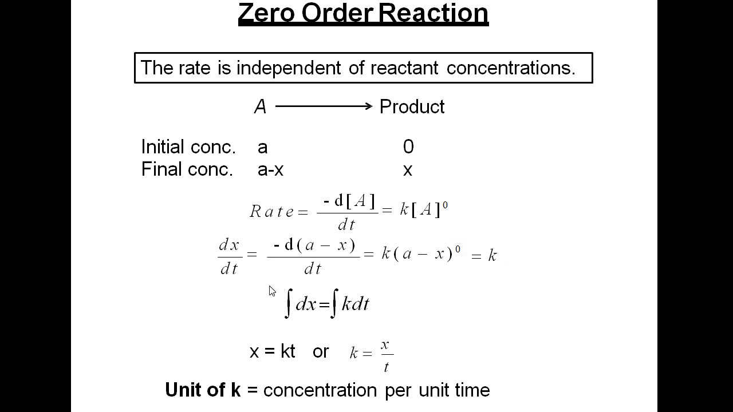Now to find out the total change, integrate this. Integration of dx is equal to integration of k into dt. Integration of dx will be x and k is constant. Integration of dt will be t, or k is equal to x upon t. So this is the expression for zero order reaction. Then the unit of k is concentration per unit time.